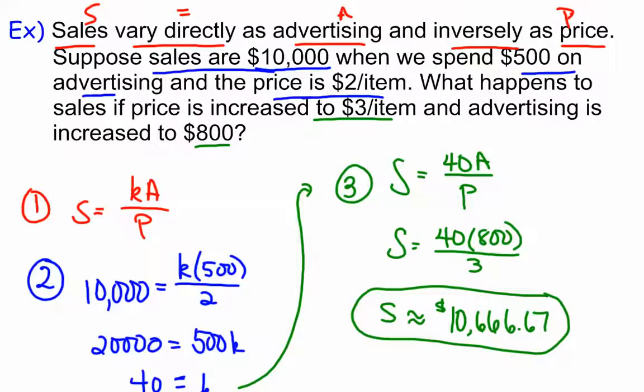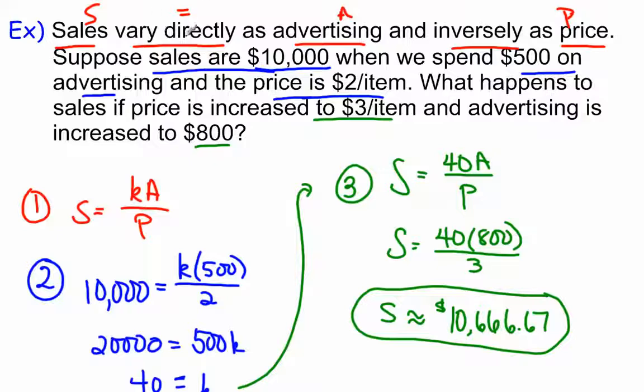I like this problem. It's got some variation with more than one variable, but if we take it step by step, it's actually pretty easy to solve. So sales is varying directly as advertising and inversely as price. Okay, that should make sense. You spend more on advertising, your sales should go up. They're directly related. But if you increase your price, your sales usually go down. So they're inversely related. How can I come up with an equation?